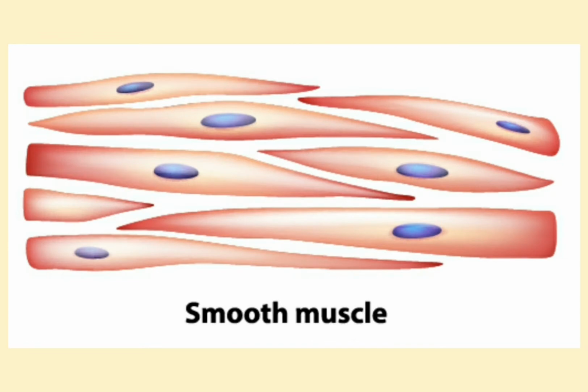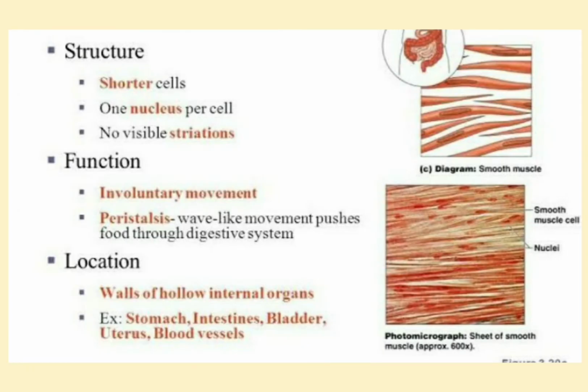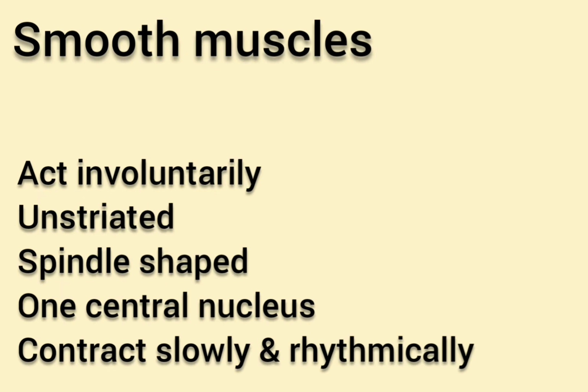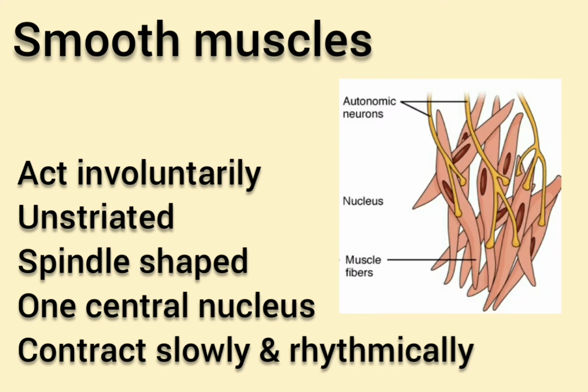Then next is the smooth muscles. Smooth muscle tissue has no striations. These types of muscles are found in the walls of internal organs such as blood vessels, gastrointestinal tract, bladder, uterus. It is under the control of the autonomic nervous system. Smooth muscles cannot be controlled consciously and thus act involuntarily. The non-striated smooth muscle cell is spindle shaped and has one central nucleus. The smooth muscle contracts slowly and rhythmically.